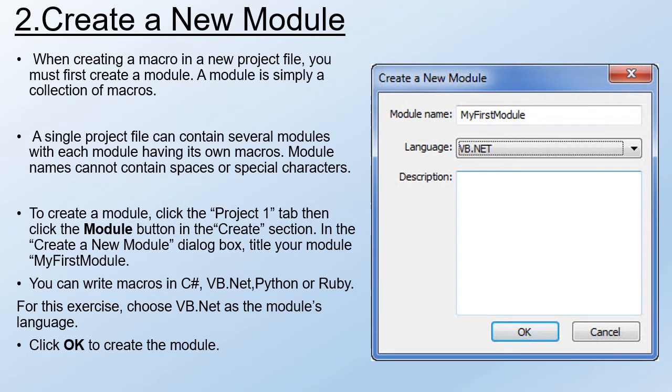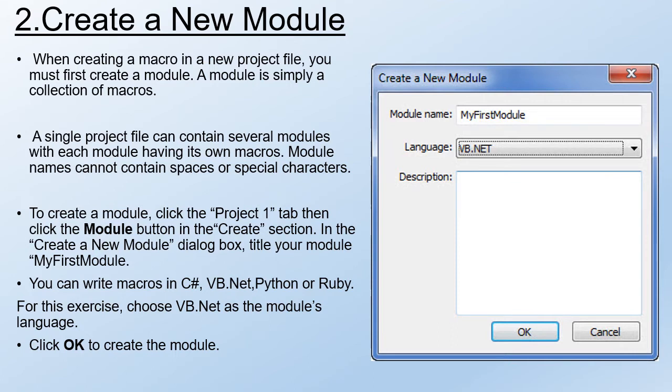2. Create a new module. When creating a macro in a new project file, you must first create a module. A module is simply a collection of macros. A single project file can contain several modules, with each module having its own macros. Module names cannot contain spaces or special characters.